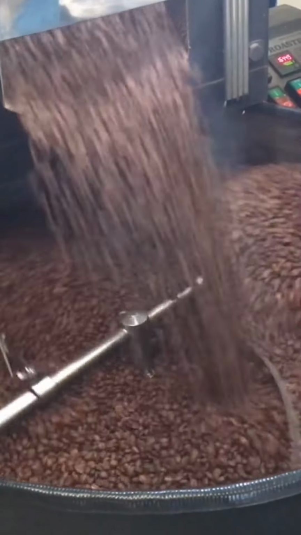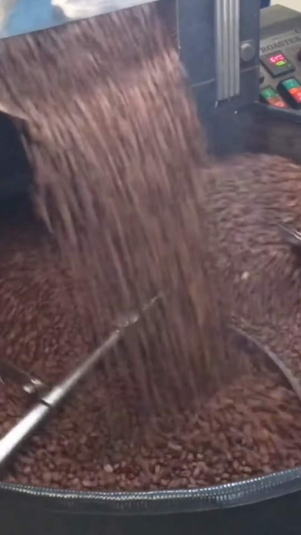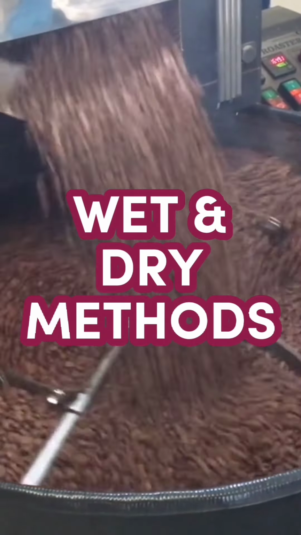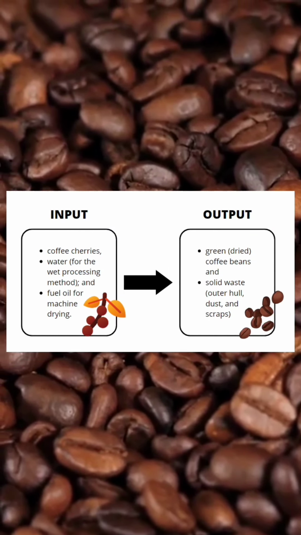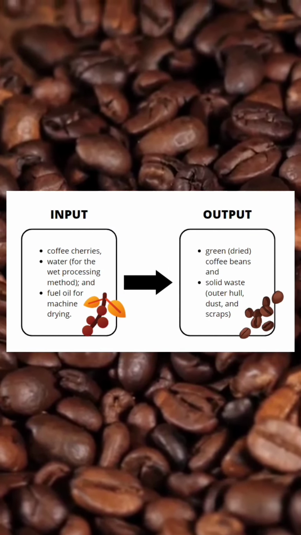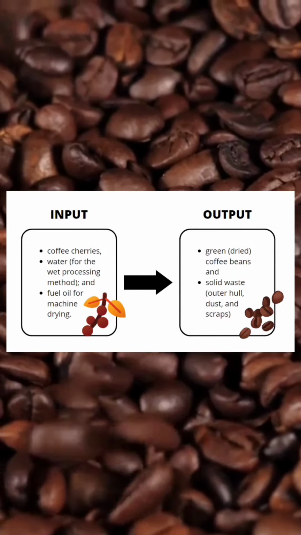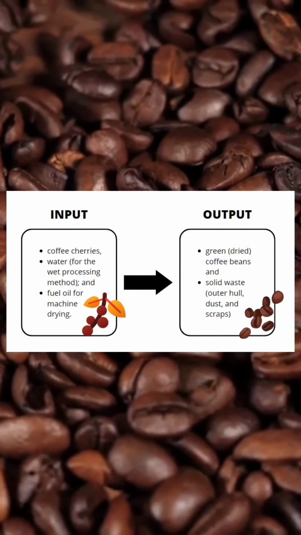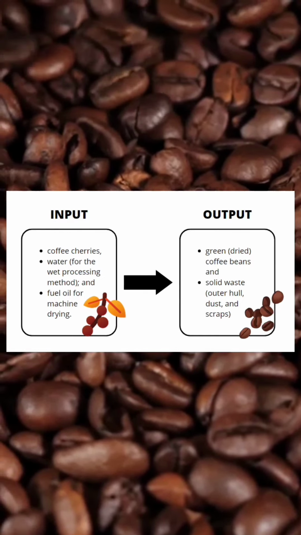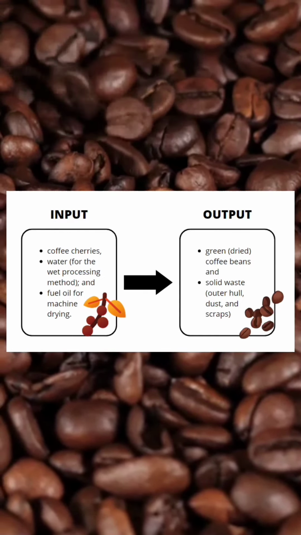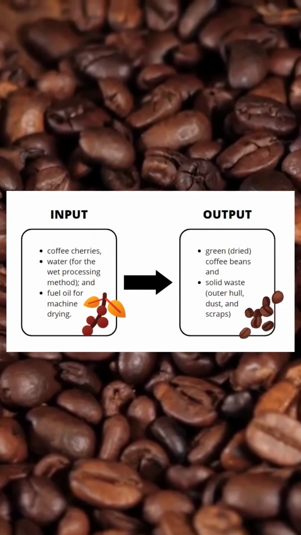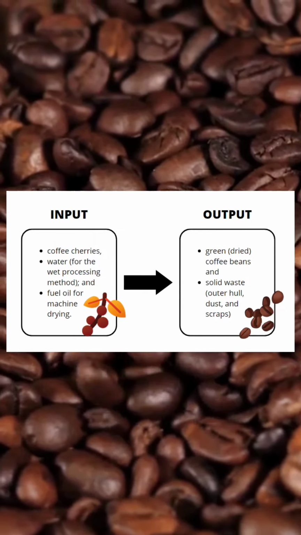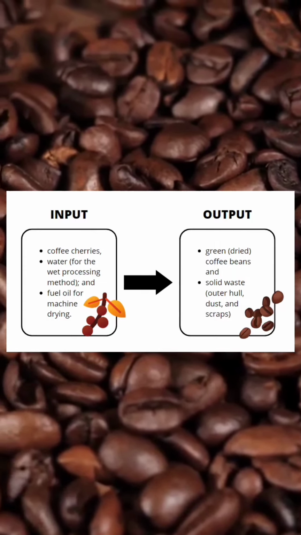Coffee beans are processed using two methods, namely the wet and dry methods. I prepared here a simple conceptual framework on the input and the output in processing coffee. So the input that we have are coffee cherries, water, and of course fuel oil for machine drying. And the output, we will have the green dried coffee beans and of course other solid wastes such as the outer hull, dust, and scraps.